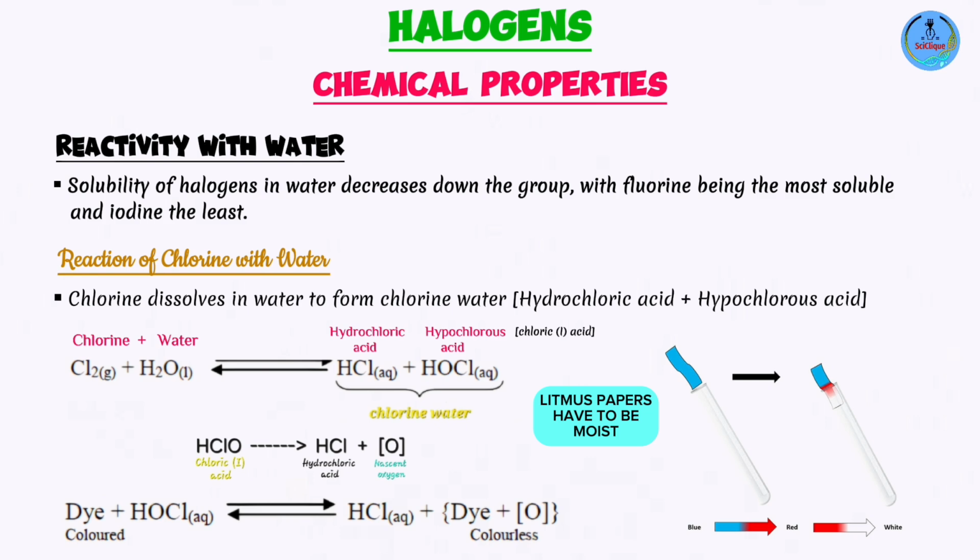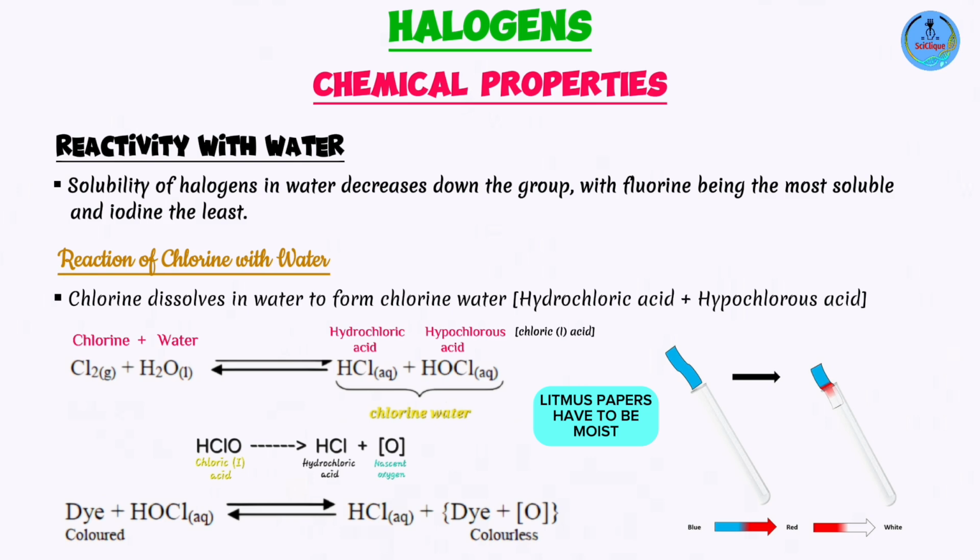Now, what about our red litmus paper? So red litmus paper is not going to have two color changes, just one. Because if it comes into contact with the hydrochloric acid, it will still remain red. But with the chloric 1 acid decomposing, it's going to change from red to white.